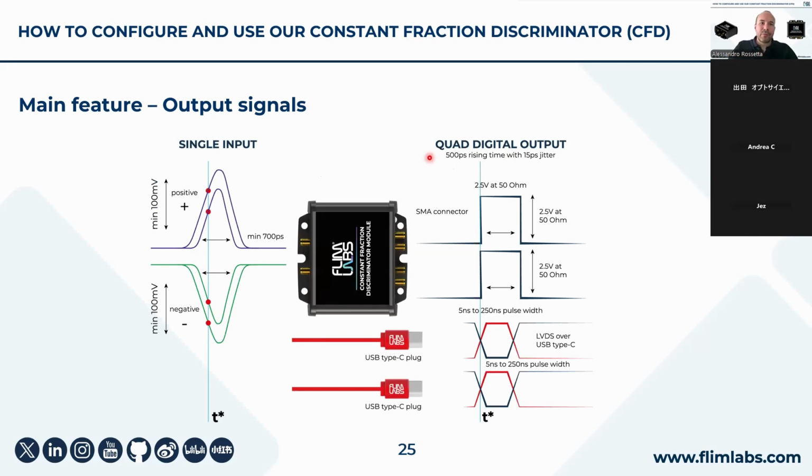So, taking an overall perspective of the capabilities of our CFD, the idea is that we can deal with both positive and negative signals, and then discriminate using the internal circuit of the CFD, and the CFD will give us four outputs: two identical copies of the LVTTL signal on the SMA connectors. And as I said a few seconds ago, we can also have the same signal as LVDS over a USB Type-C port.